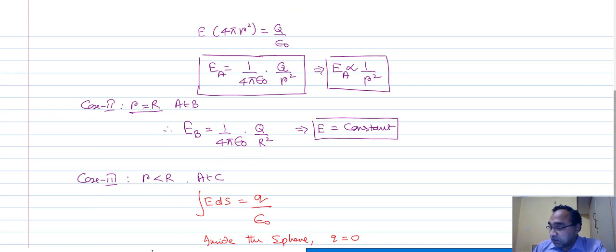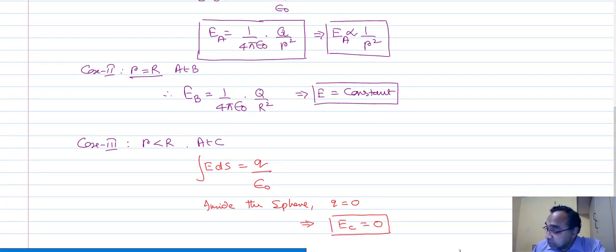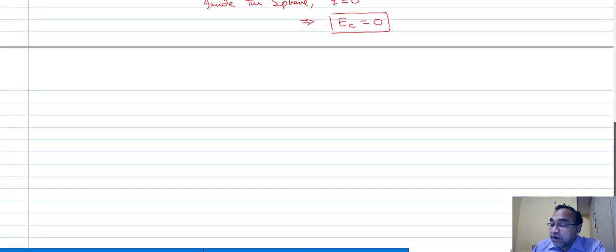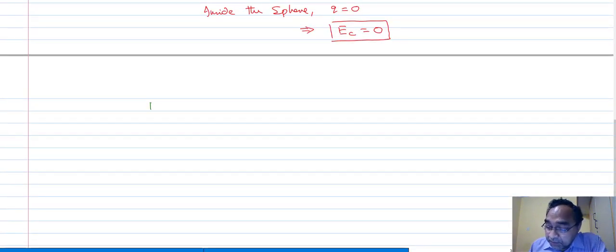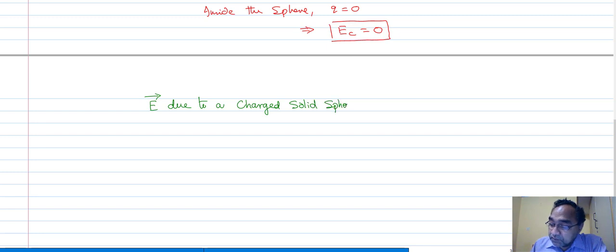Now let us proceed to discuss if we have a solid sphere, then how to find out. So I am taking the next case, that is electric field intensity due to a charged solid sphere. If you want to visualize a hollow sphere, think of a football; a solid sphere is a shot put. That's a solid sphere.